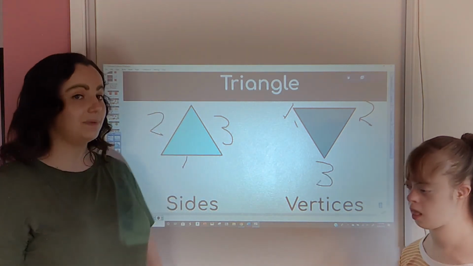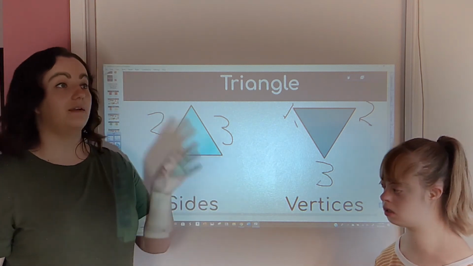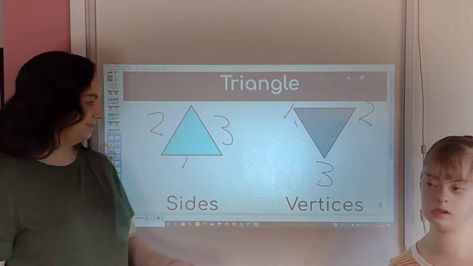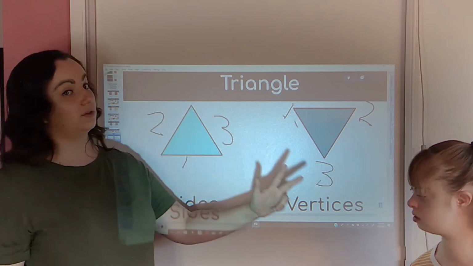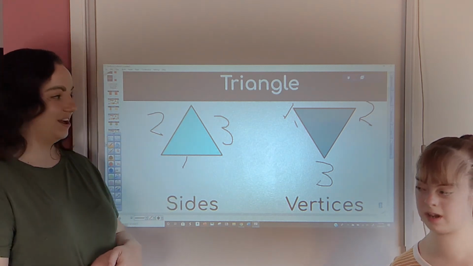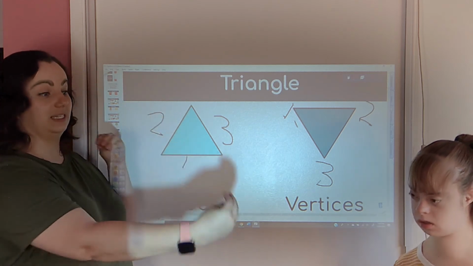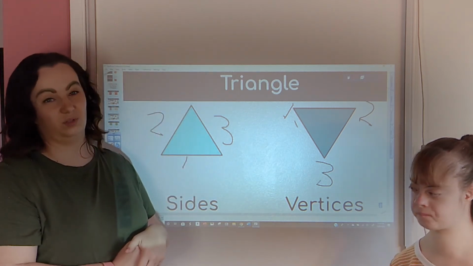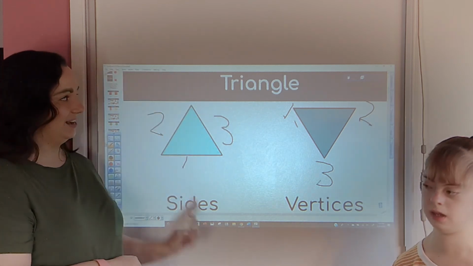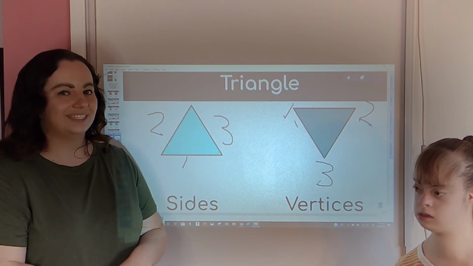Maybe we're starting to see the pattern. Squares had four sides, four vertices. Rectangles had four sides, four vertices. Circles had zero sides, zero vertices. Triangles have three sides, three vertices. Maybe we see a pattern coming out there. Okay? Very good. Just again, remember, triangle, only three sides, but the sides can be any size. You'll see some triangles pretty interesting sizes, pretty wonky out there, okay? And keep triangle fresh in your head as you're about to look for it in our real-life pictures.